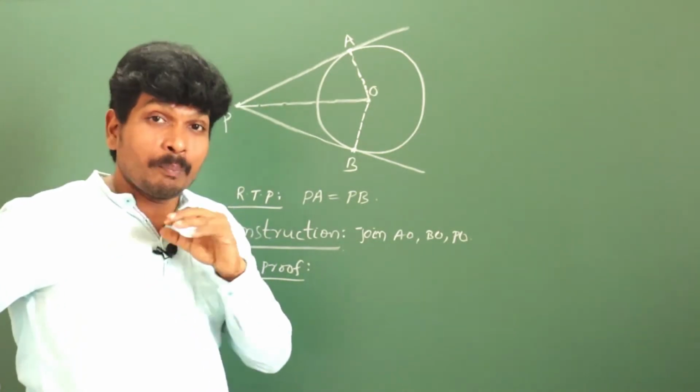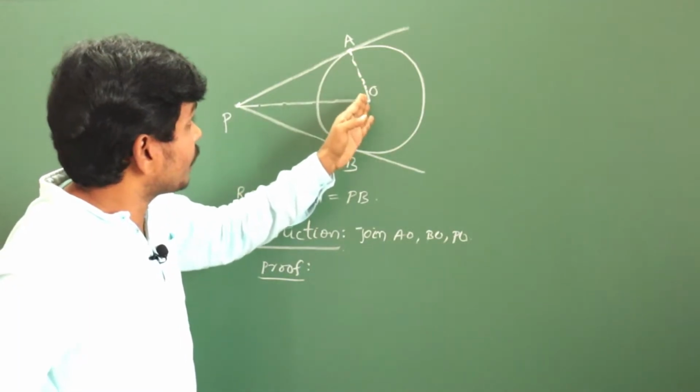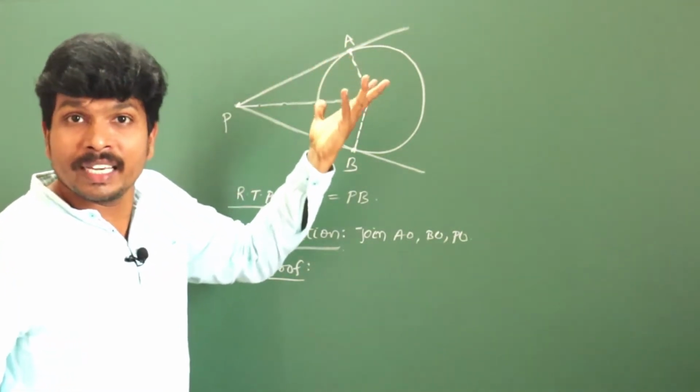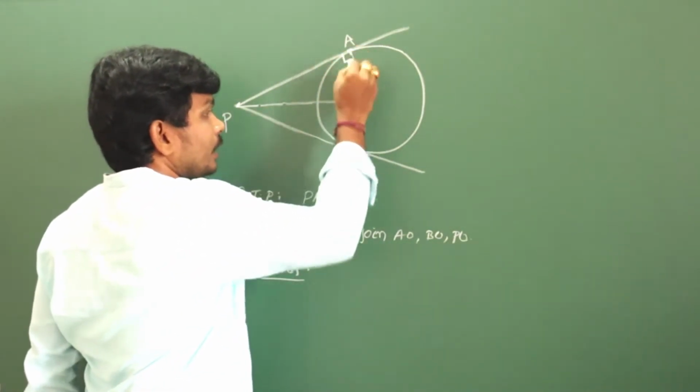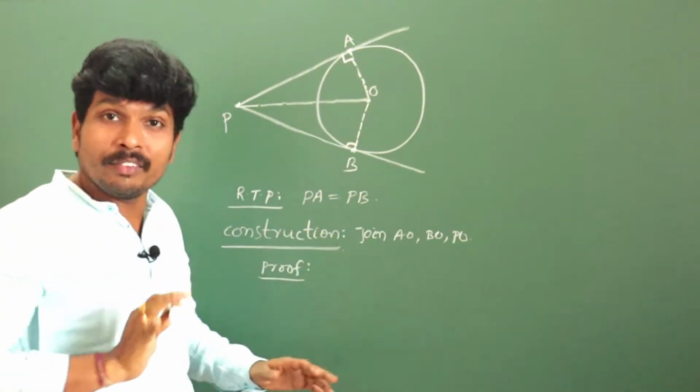Before, one theorem we proved, no. What is it? Angle between the radius and tangent is 90 degrees. So that's why you got it. Fantastic. Here 90, here 90. One angle we got it.